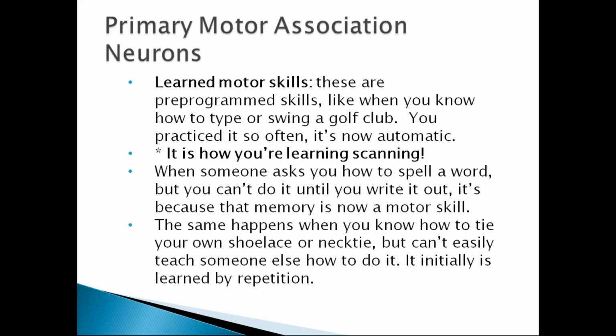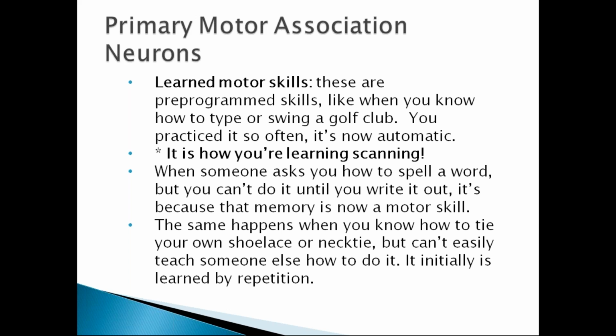Primary motor association, learned motor skills. These are pre-programmed skills, like when you know how to type, swing, or scan. I don't know if you guys remember when I did my interview process, I told you you were going to learn brand new hand-eye skills, which are motor skills. When someone asks you how to spell a word, but you can't do it until you write it out, it's because that memory is now a motor skill. The same happens when you know how to tie your own shoelace or necktie, but can't easily teach someone else how to do it. It is initially learned by repetition.